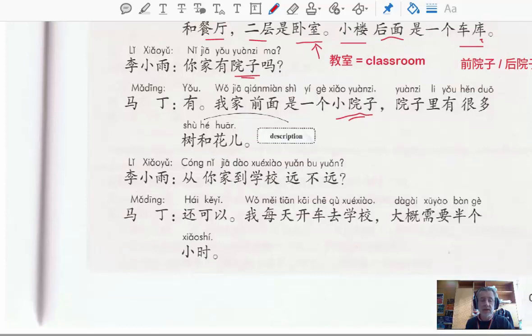Li Xiaoyu then continues to ask, 从你家到学校远不远? Okay, so 远, far, 远不远, is it far? The important thing here is this construction of 从 and 到. Again, this is one of those plug and play expressions. Between the 从 and the 到, you put the place number 1. Then after 到, that's 学校, you put place number 2.